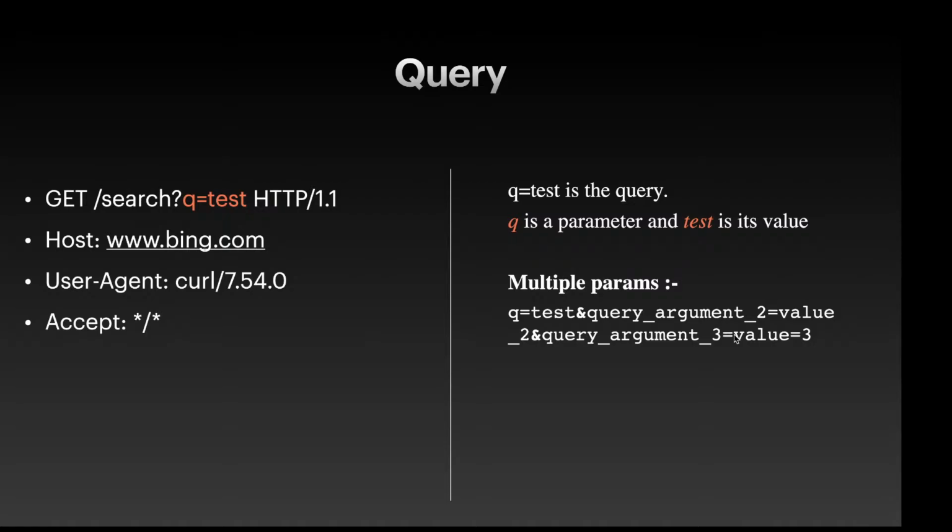Next is the query. GET /search?q=test. So this is a query, where q equals test is a query in which q is the parameter and test is the value of that particular parameter. Remember, there can be multiple parameters in your search request as well.